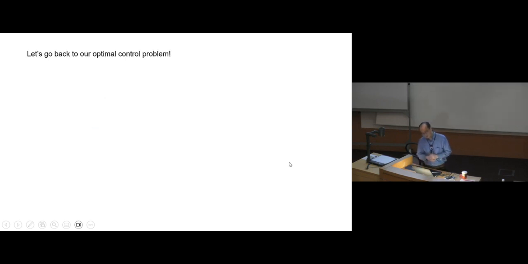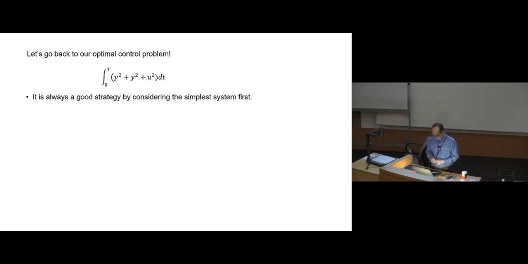Let's go back to our optimal control problem. So we want to minimize this. We want to minimize the value of the output, and also want to minimize the average value of the input. We will start with our simplest case, because today we just want to get the solution so that you have a sense about how to solve it. Let's simplify the problem. The simplest system is the integrator, y dot equals u.